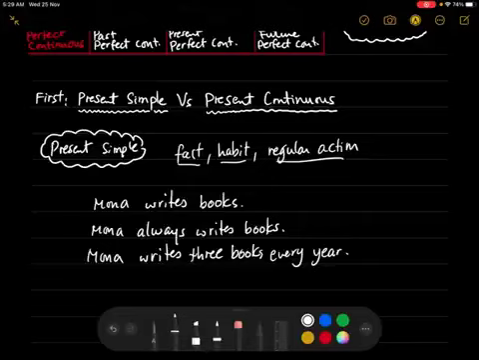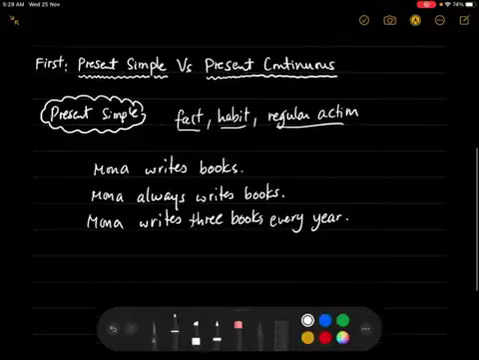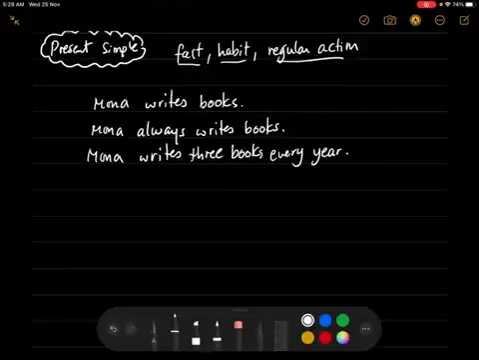So using present simple emphasizes that the verb of the sentence is in the past, in the present, and in the future. So we can figuratively say the present simple tense is the all time tense. We can use an indefinite adverb of frequency with present simple tense to indicate habit.